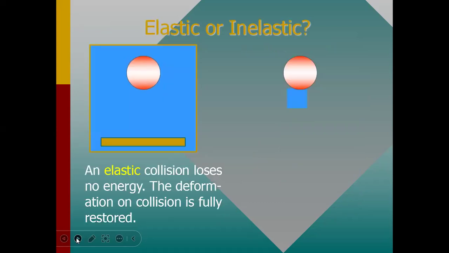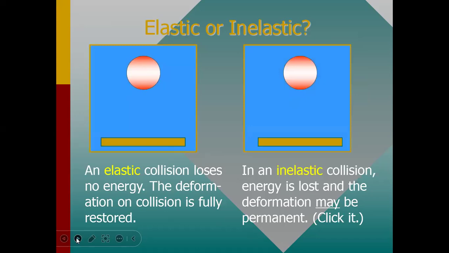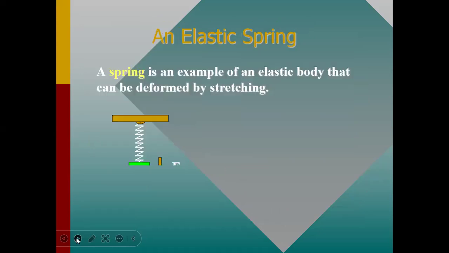Now, an elastic collision loses no energy. The deformation on collision is fully restored, but in an inelastic collision, energy is lost and the deformation may be permanent. So this is the real life example.